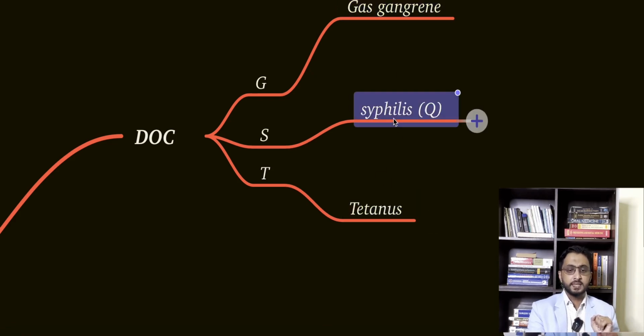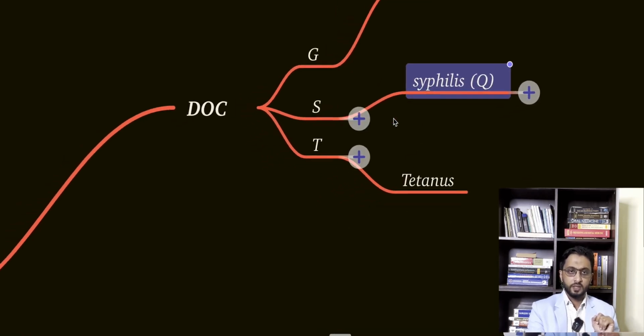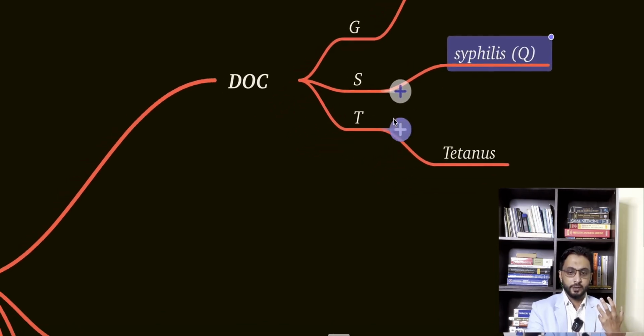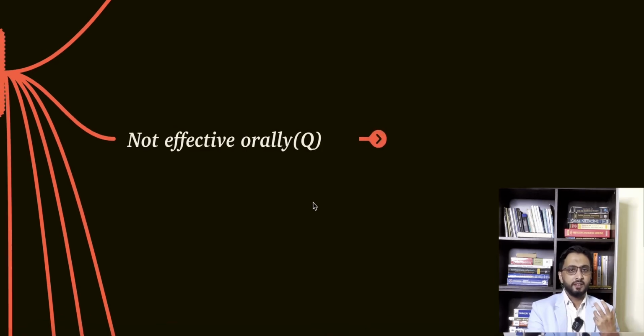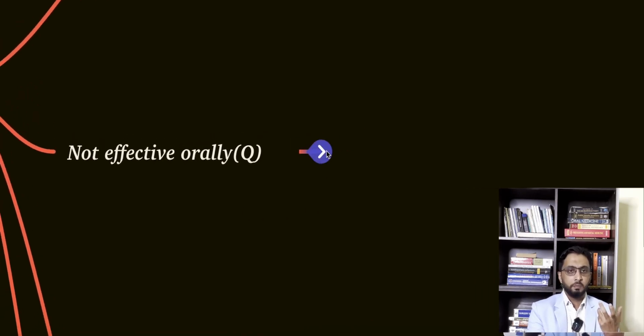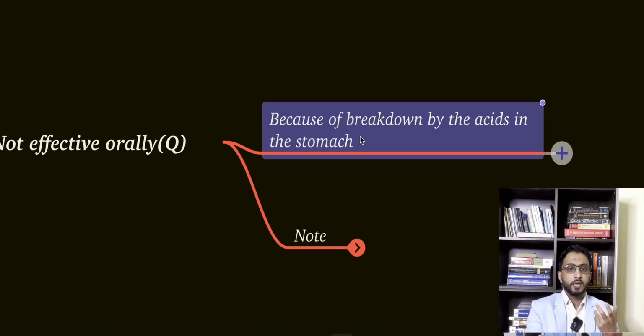The question being asked is on syphilis. That is, the drug of choice in syphilis is what? It's benzyl penicillin. Now, though it's a very key drug, there are some problems. It's not effective orally. If you give it orally, it will not be effective because it breaks down by the acids in the stomach. You know, the stomach has lots of acids, especially hydrochloric acid. So it destroys penicillin G.